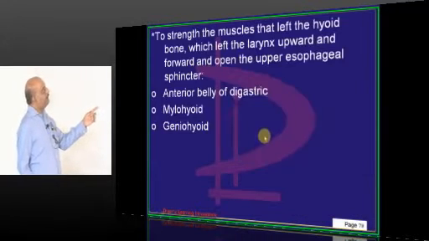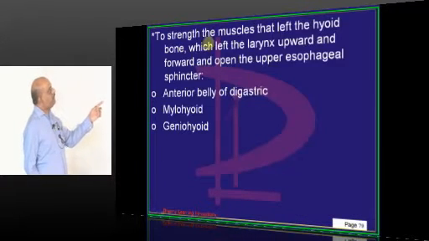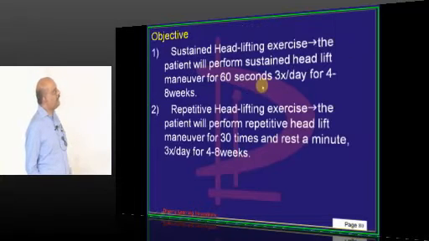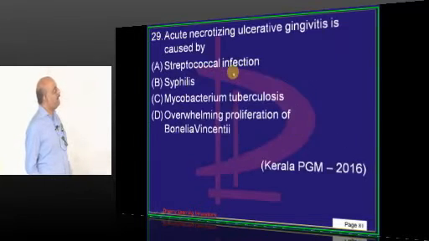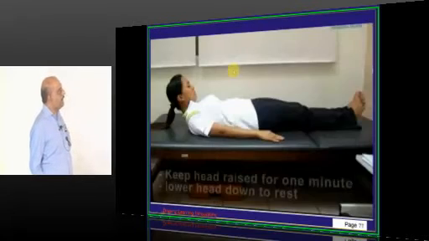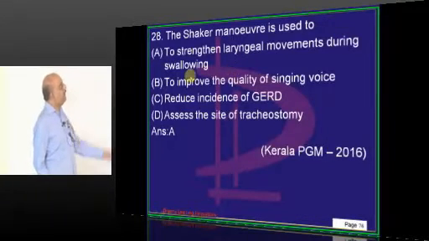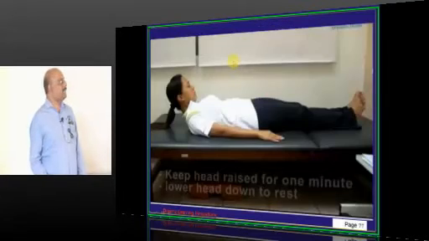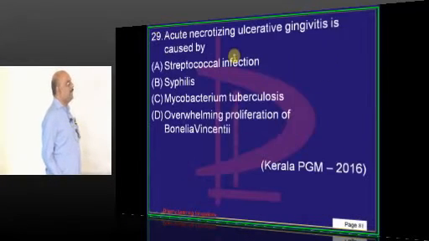So basically what is shaker maneuver? Head lifting, basically to strengthen the muscles that move the hyoid bone, and anterior belly of digastric, mylohyoid, geniohyoid, sabko strengthen karne ke liye, we basically do this head lifting exercise, which is called the shaker's maneuver, to strengthen the laryngeal movements during swallowing. That is basically done. So that is shaker exercise.